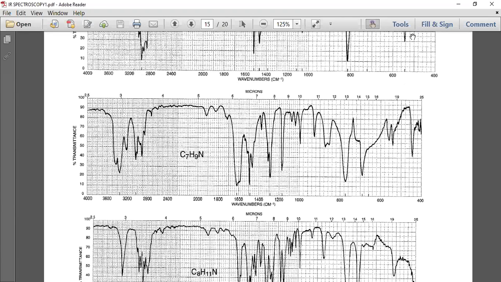So if you are given C7H9N, just take the benzene ring, C6. Then we also have one more carbon. Then whether it is mono substitution or di substitution, just go for this. We are clearly having this 690 and 750. That means it is mono substitution only. 690 and 750, so it is mono substitution, right?